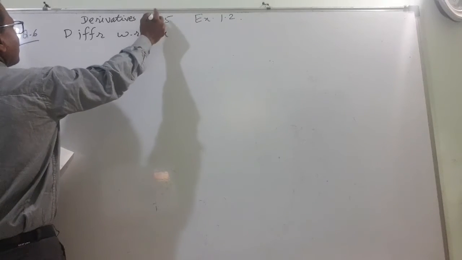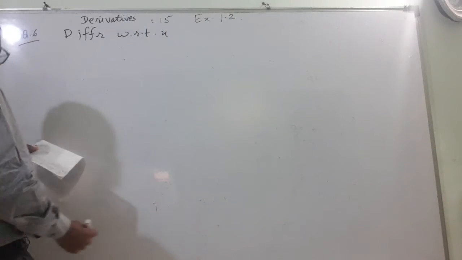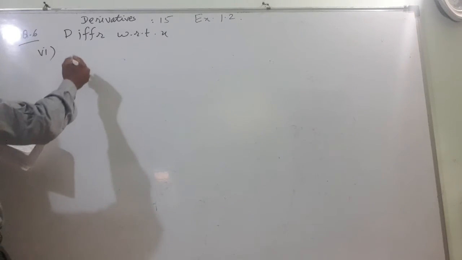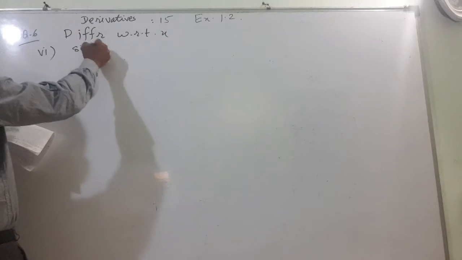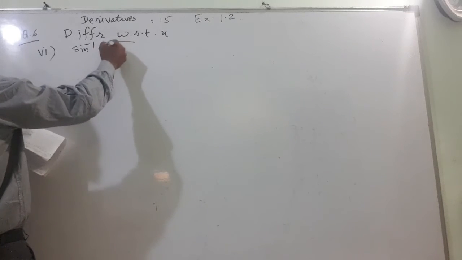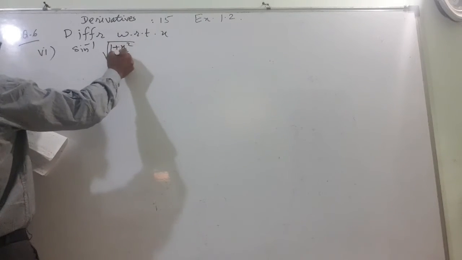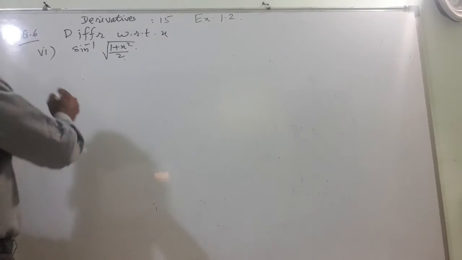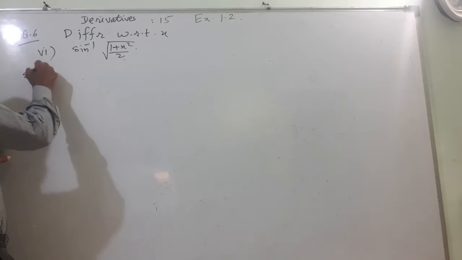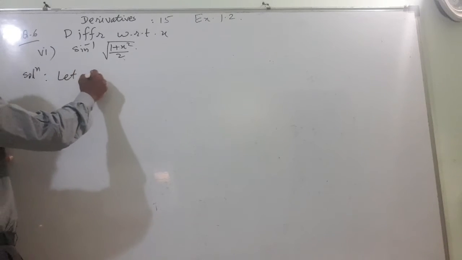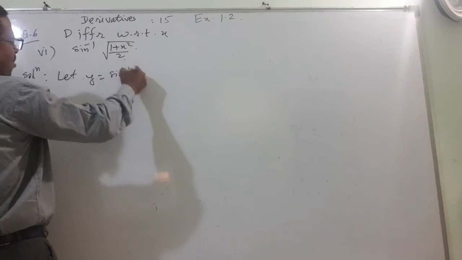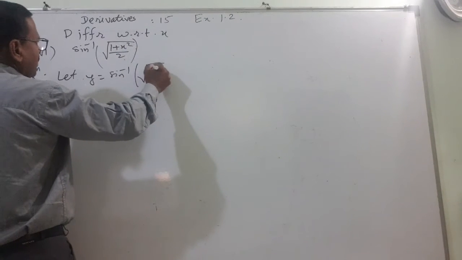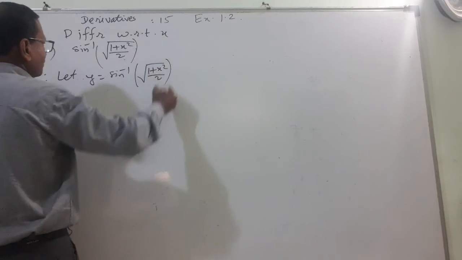This is lecture number 15 now. In that, the sixth one: sine inverse of under root of (1 plus x square) upon 2. So solution: let y equal to sine inverse of under root (1 plus x square) upon 2.